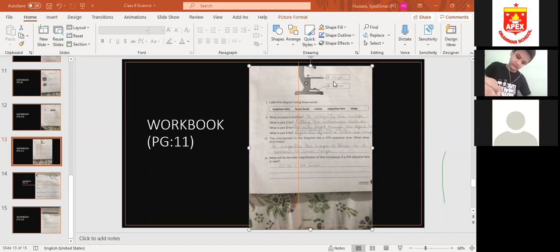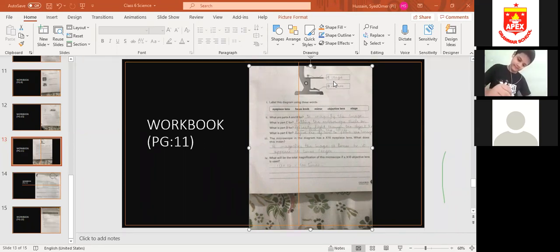So write down the answer: adjust the objective lens to focus the image.